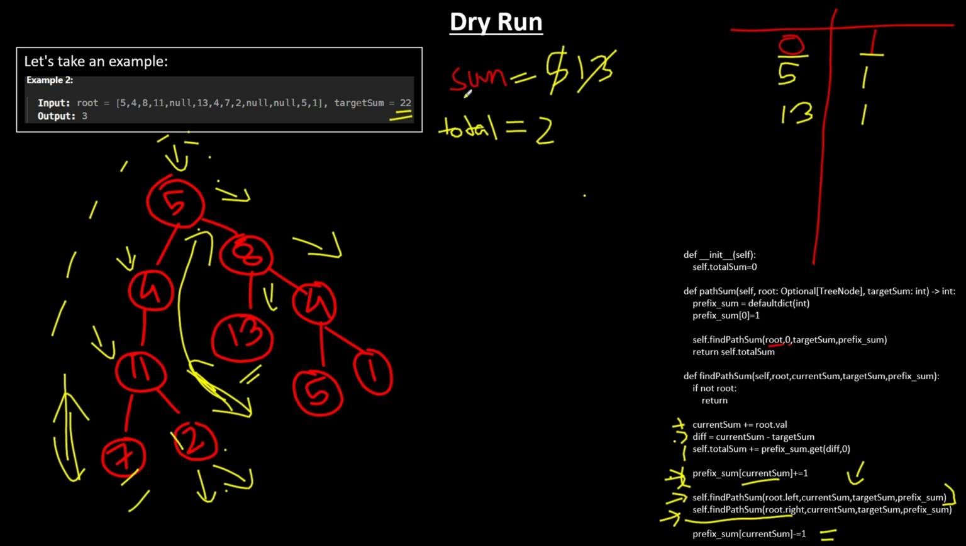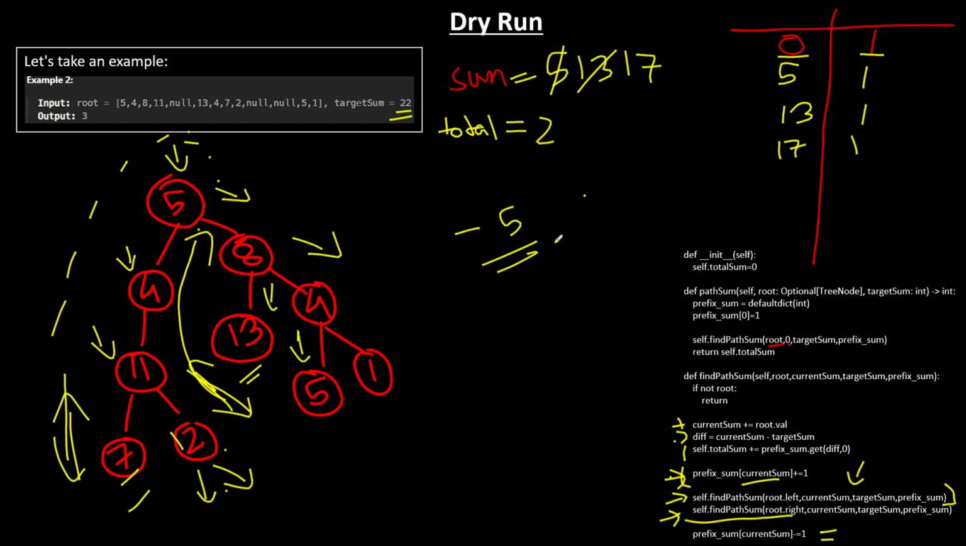13 plus 4, how much? 17, right? And 17 minus 22 gives us negative 5. Since negative 5 is not present in our map, we ignore it and we just store 17 into our map. And we come to the left side.